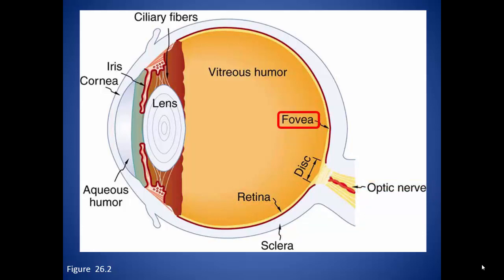The last section of the eye that is important to our discussion is the fovea. This is an area densely packed with cones, making it the area where the sharpest image typically forms.